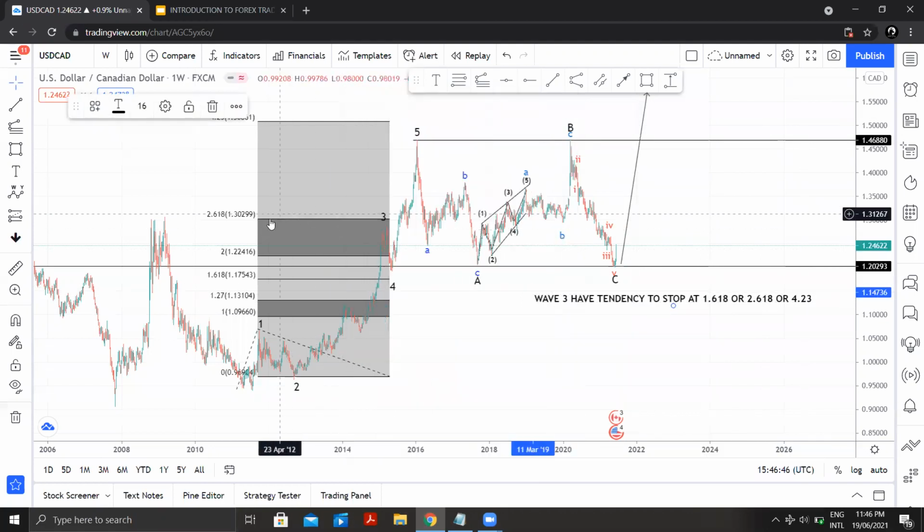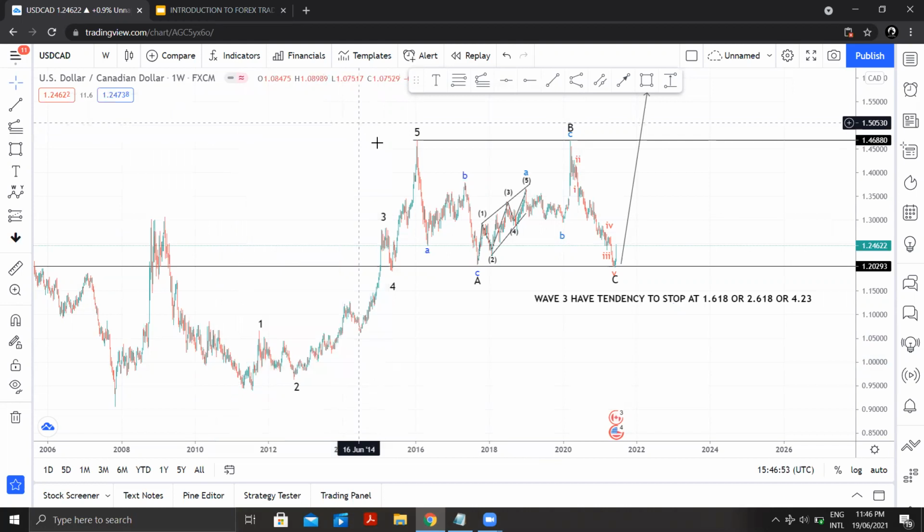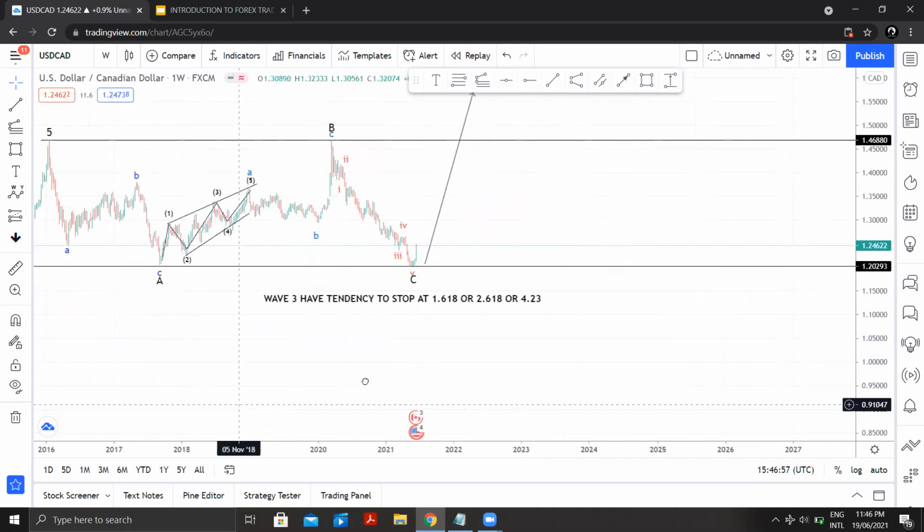So look at this scenario. The scenario of this wave 3 stopping at 2.618. So we have our wave 4 retracement. Then we have our wave 5. And looking at the correction structure, which has been happening since 2016.